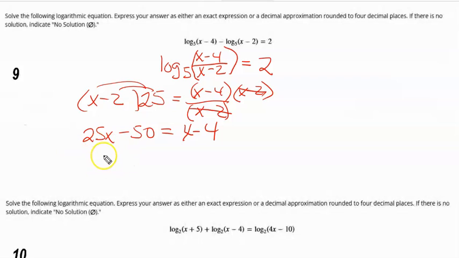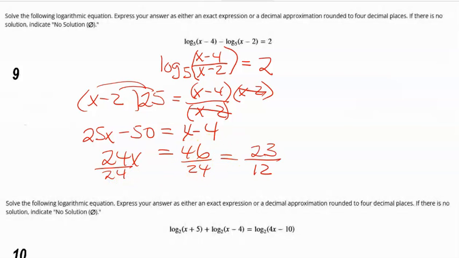We're going to subtract an x from both sides. That's 24x. And we're going to add 50 to this side. So this gives me 46. I divide both sides by 24. And I get 23/12. Okay. Again, practice, study, working on your technique.